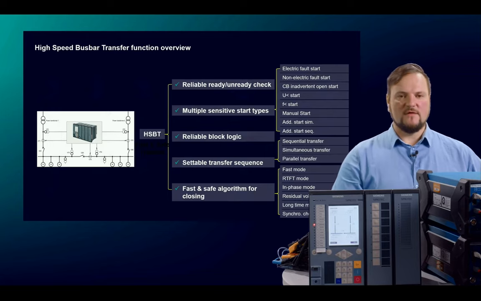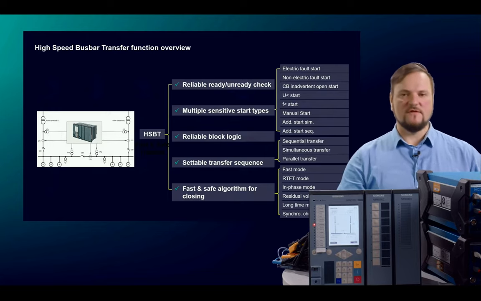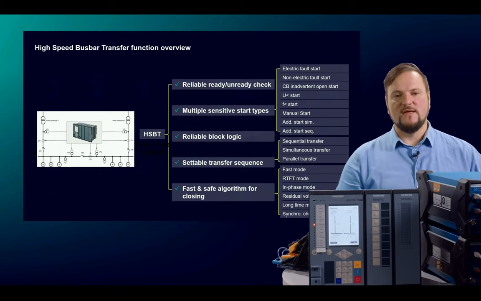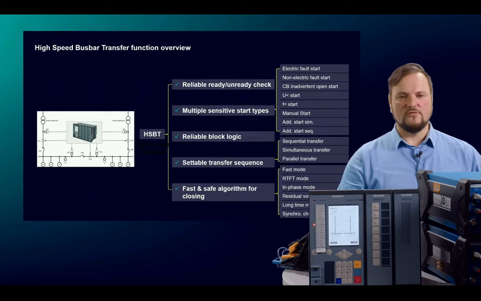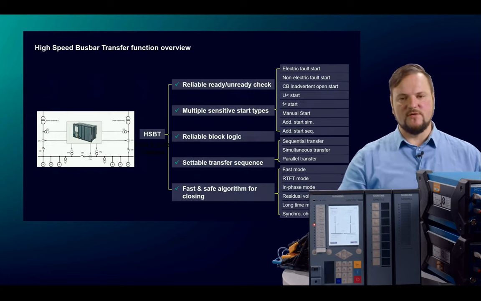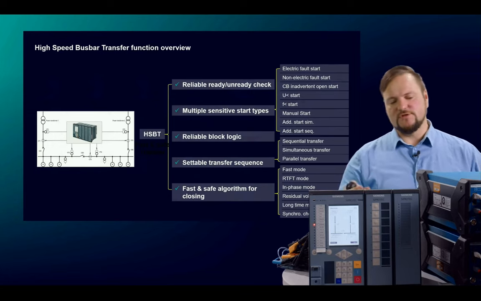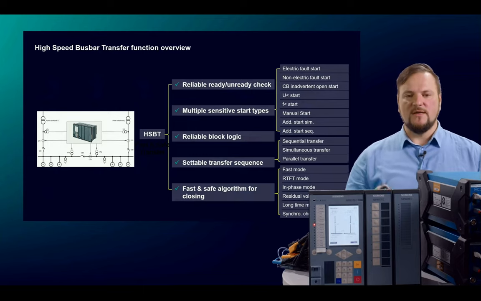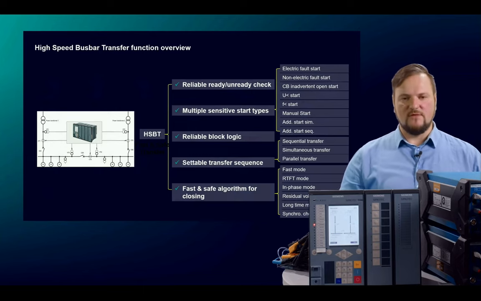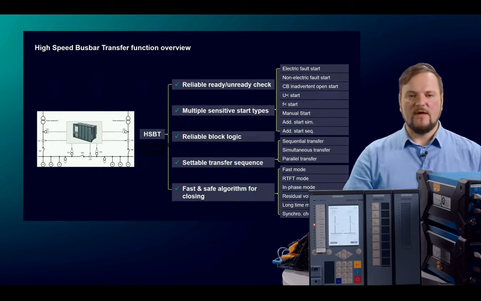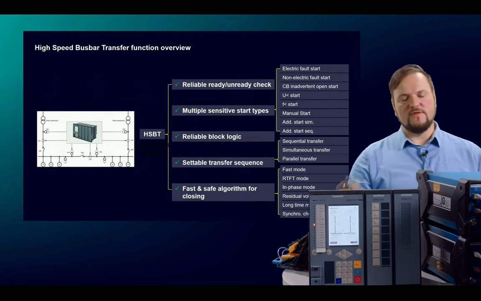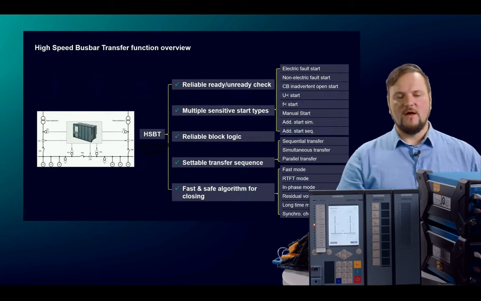There are some cases, which we want to show during the dynamic testing today, in which we do not want to transfer: when a motor is slowing down, when we have a fault on the motor bus, or when we have other conditions like a voltage dip in the grid. During those conditions we do not want to transfer, and therefore we need reliable blocking functions. Then we have the settable transfer sequence. You will see that later in my slides, where we go through the DIGSI settings, of course.